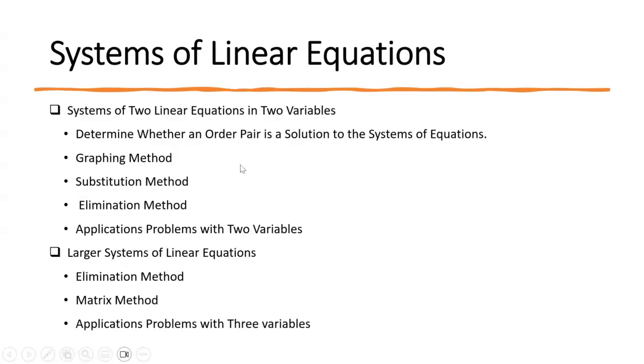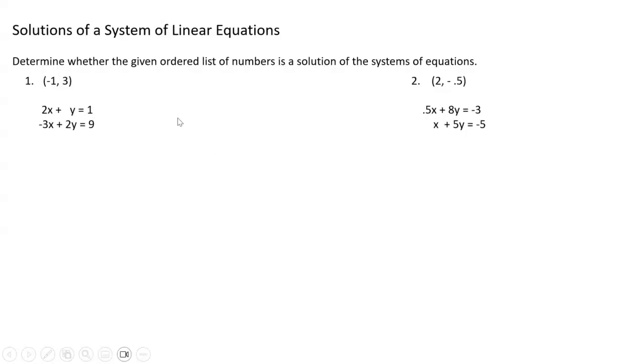Okay, so to start off, it says here solutions of a system of linear equations. Determine whether the given ordered list of numbers is a solution of the system of equations. So what does this mean? It means I'm going to call these equations 1 and 2. The ordered pair, -1, 3, must be true for both of these equations for this to be the solution for the system of equations.